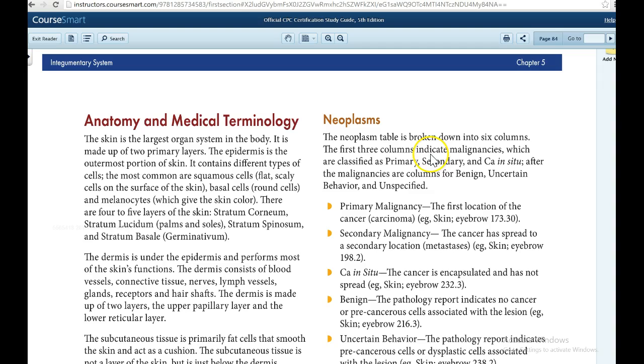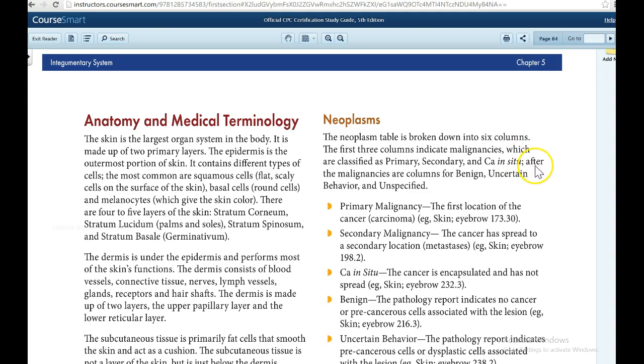The first 3 columns indicate malignancies, which are classified as primary, the first time you've been diagnosed with cancer. Secondary means that there is a new occurrence of cancer other than the primary site. Then carcinoma in situ, and this is after the malignancies. It is encapsulated and it is not invading the normal healthy tissue surrounding it.